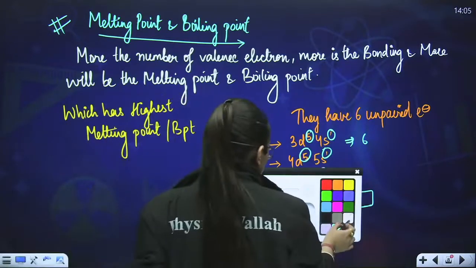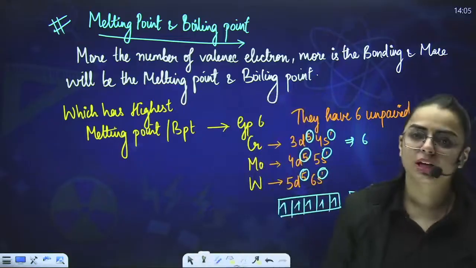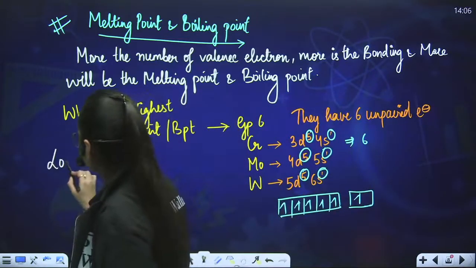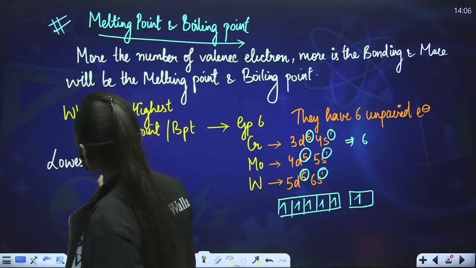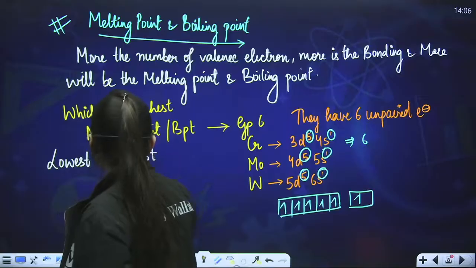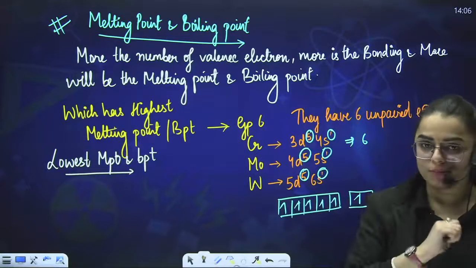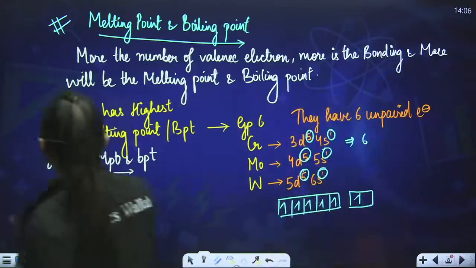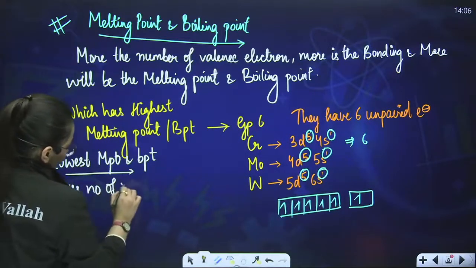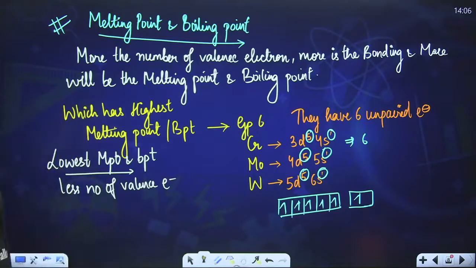Now, one more question which they can generally ask you with regard to melting point and boiling point is, which has the lowest melting point and the boiling point? Now, lowest will be the one which has the less number of valence electrons, right? The ones which have the less number of valence electrons will have the lowest melting point and the boiling point.